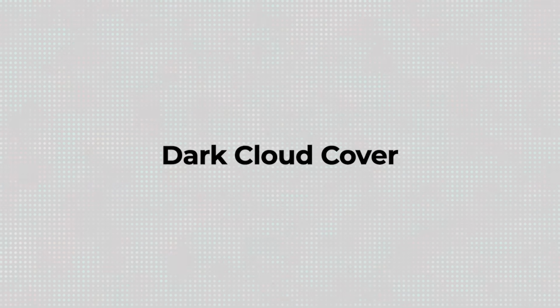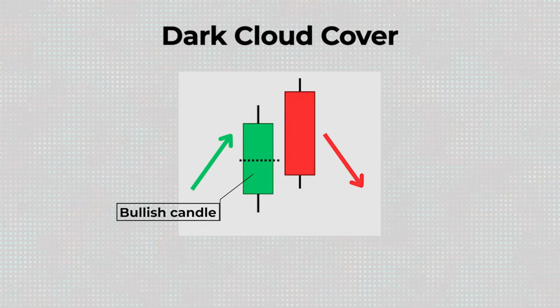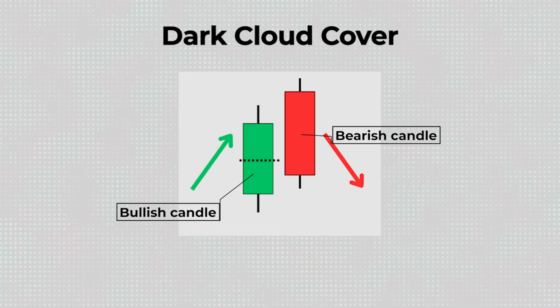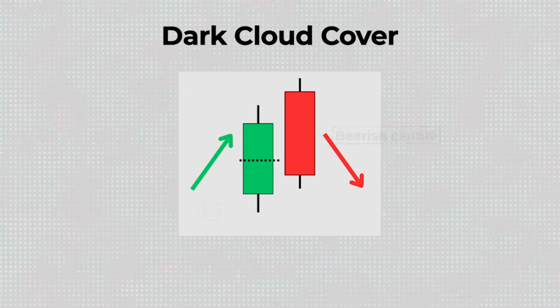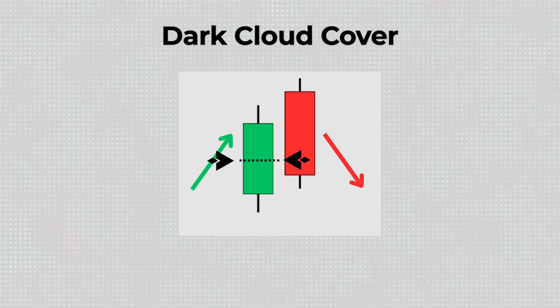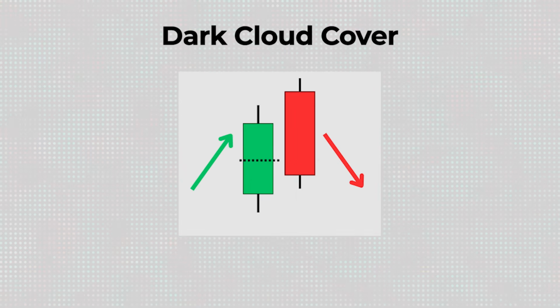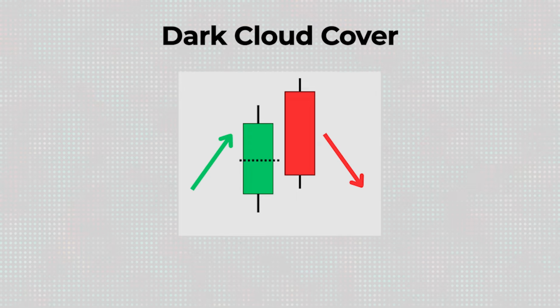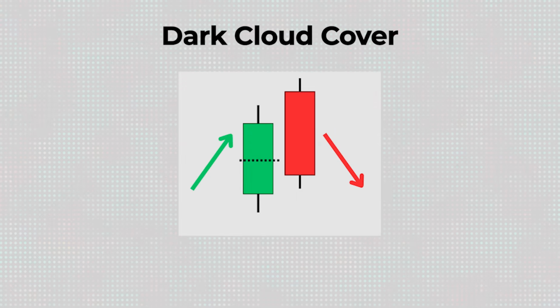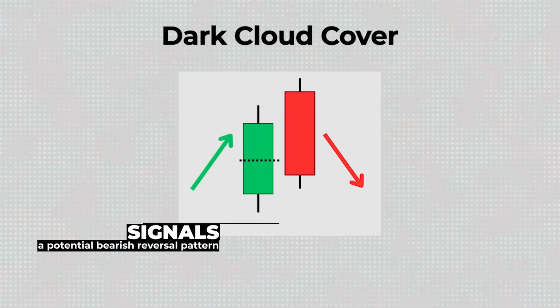The bearish counterpart to this is the dark cloud cover pattern. It involves a bullish candle followed by a bearish candle that opens higher but closes more than halfway down the previous candle. This formation indicates that sellers are stepping in and taking control of the market. When this pattern forms in an uptrend, it suggests a potential bearish reversal.